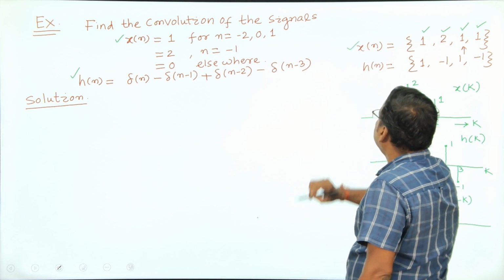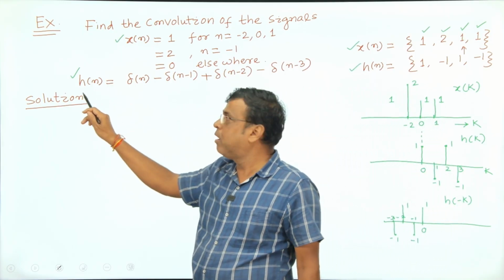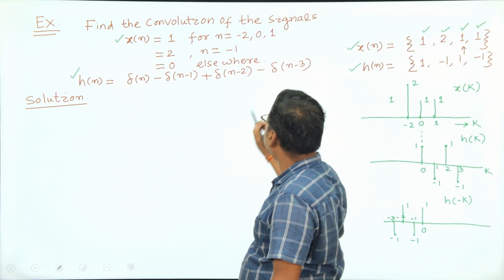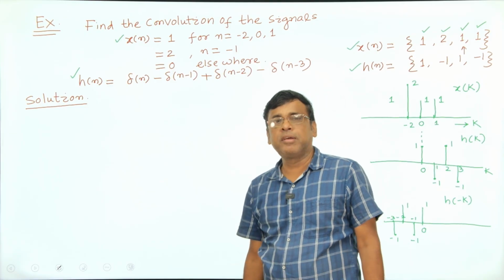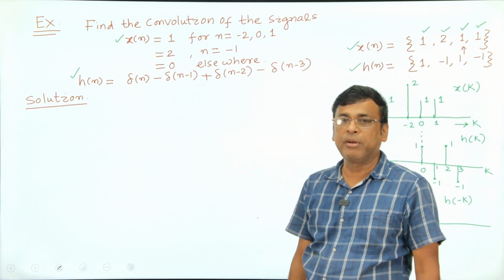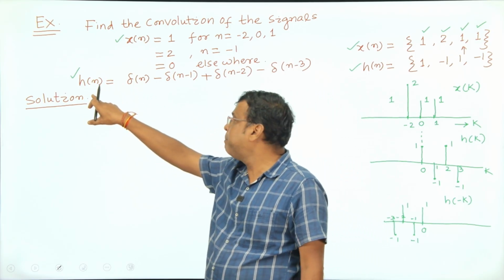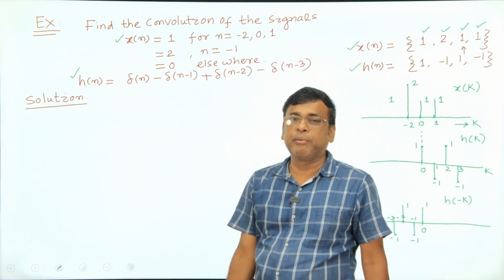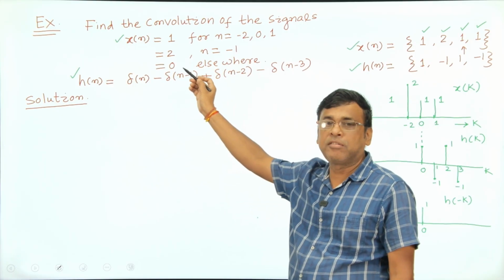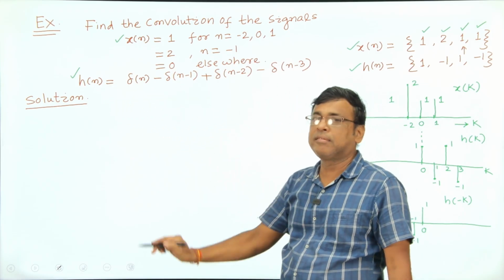This is x of n, the sequential representation. Then what is h of n here? h of n equal to del of n minus del of n minus 1 plus del of n minus 2 minus del of n minus 3. Every discrete sequence can be expressed by means of delayed and scaled impulses. So h of n is not written directly like x of n; it is represented in terms of delayed and scaled impulses.